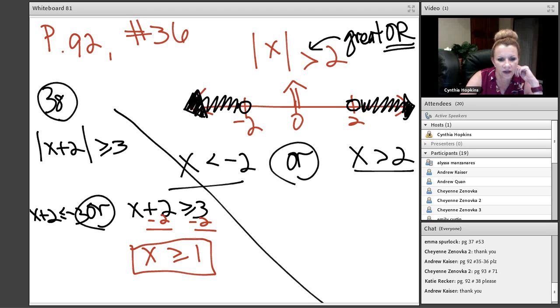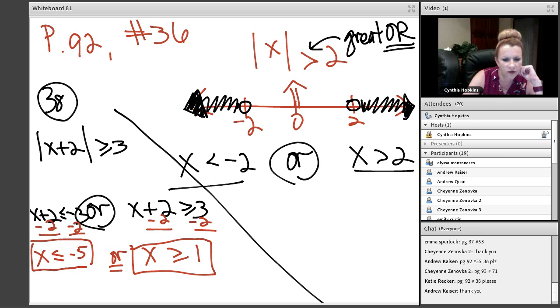And I have my word or, you have to write the word or. Here I'm also going to subtract 2. So I get x is less than or equal to negative 5. Okay, and let me graph that final graph.